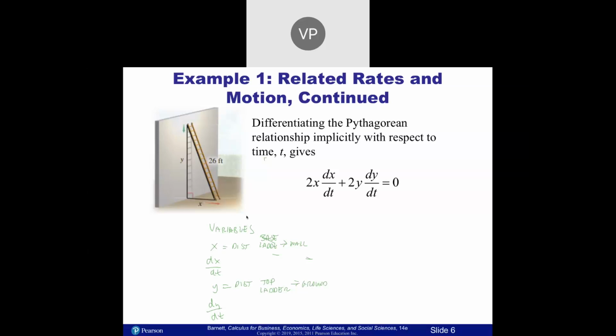Now dx/dt, anytime you see a letter d, that letter over dt, that is the rate of change.